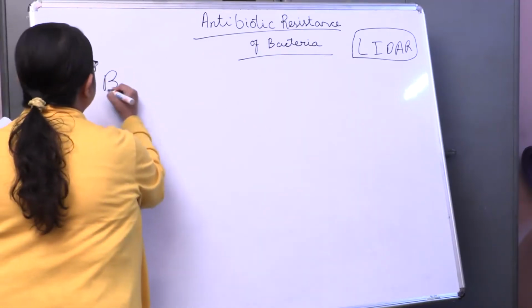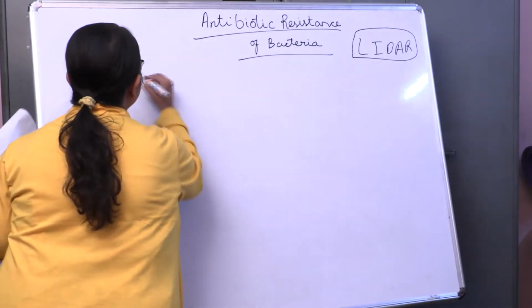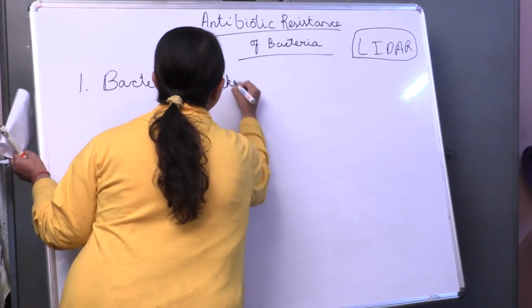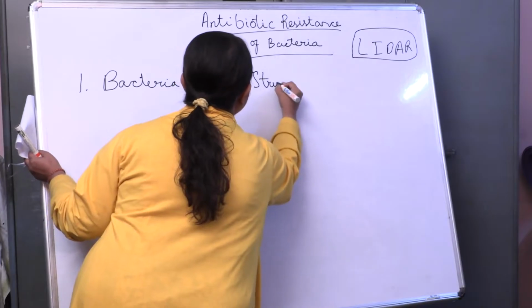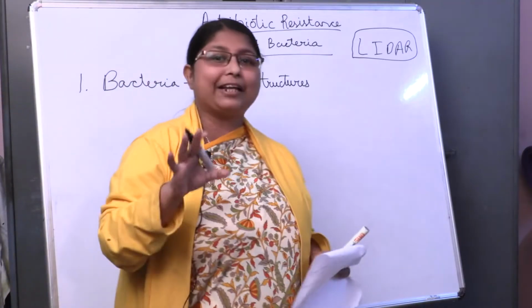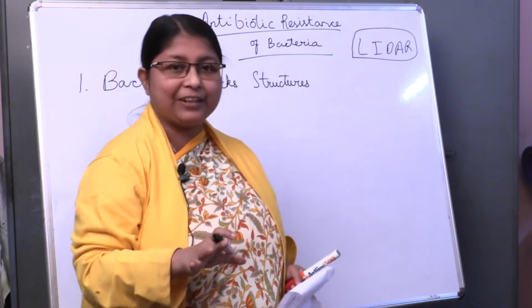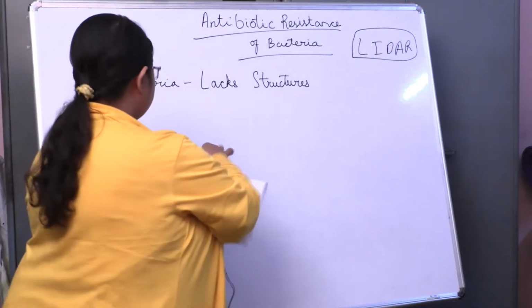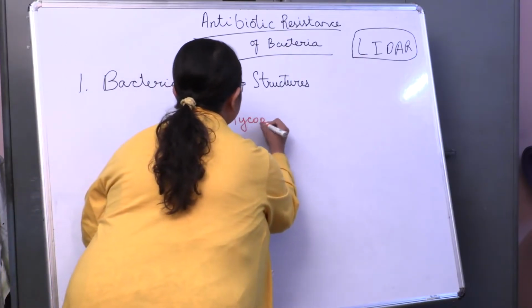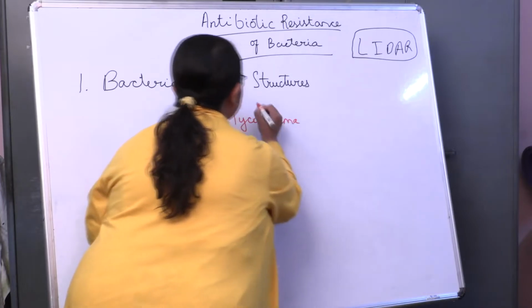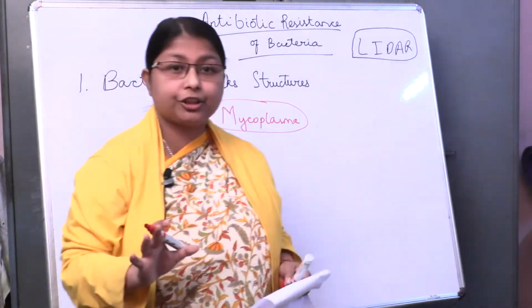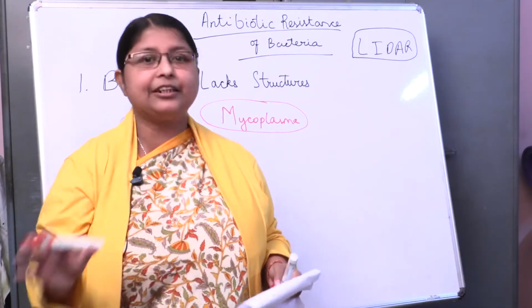Bacteria lacks structures. It's a mechanism of the bacteria. What happens here? Mycoplasma is one genus of bacteria in which the cell wall is not present.